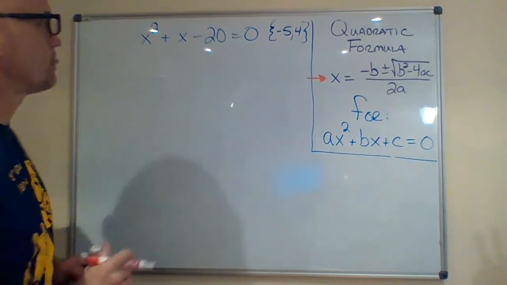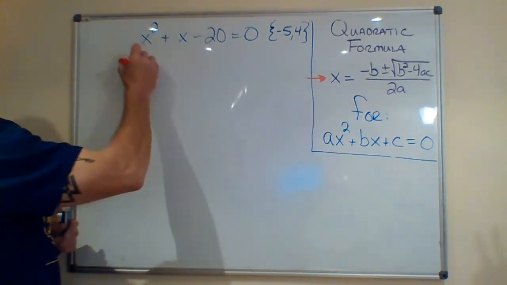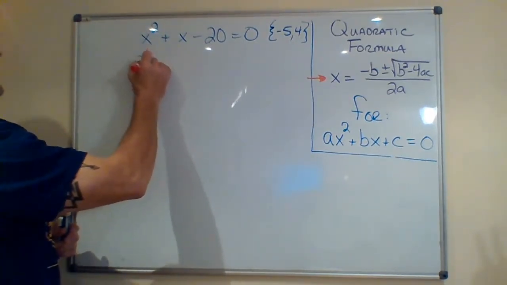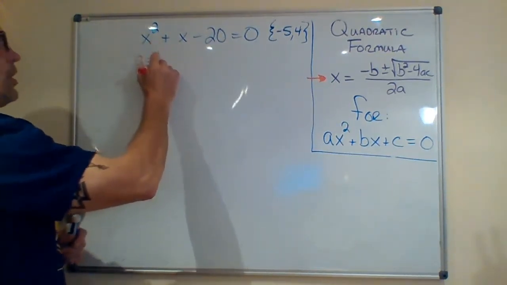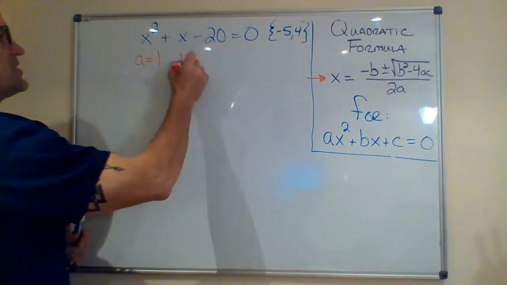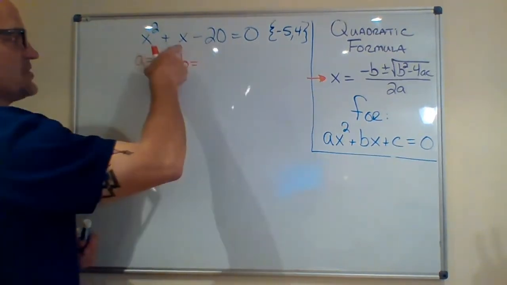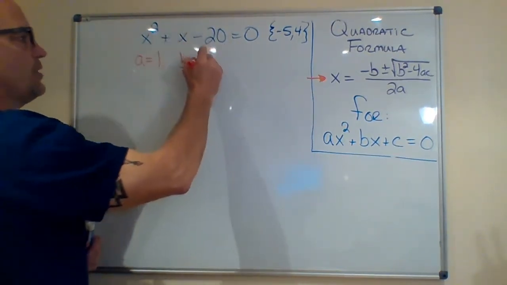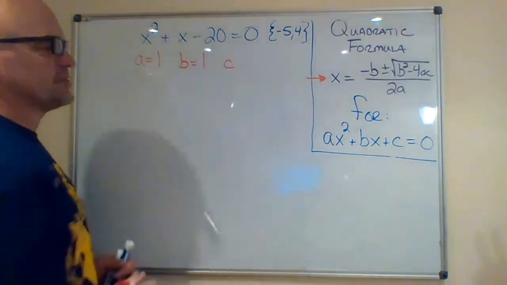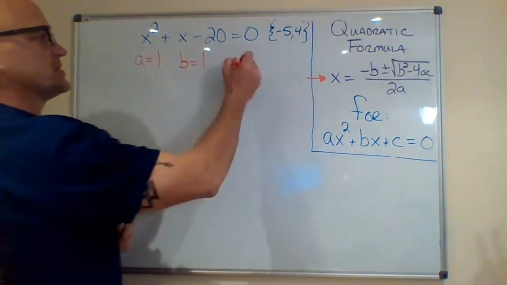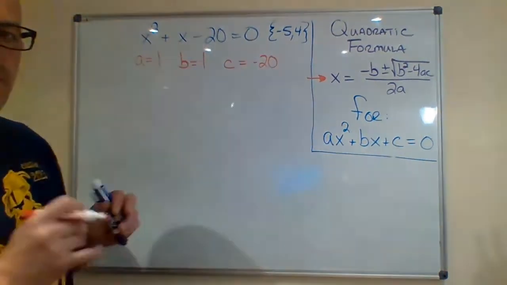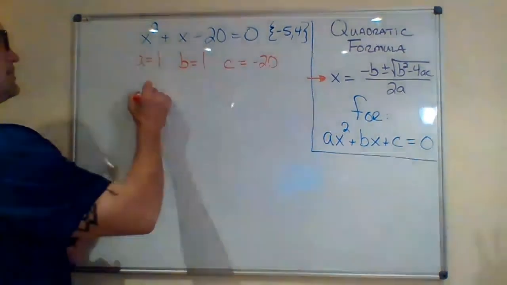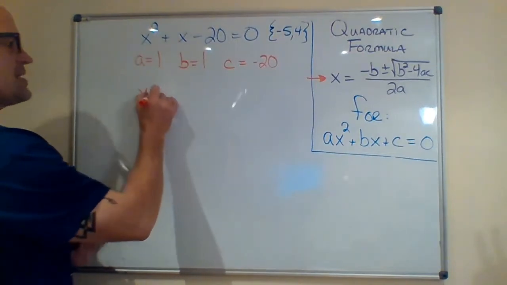It's that simple. So the first thing I'm going to do, and you don't have to write this down every time, but I'm going to identify it. The a term is the coefficient of the x squared, which in this case is 1. The b term is the coefficient of the x term, or the linear term, which is also 1. And the c is your constant that's following, which in this case is -20. So all I'm going to do is plug all that into my formula. So x is going to equal.